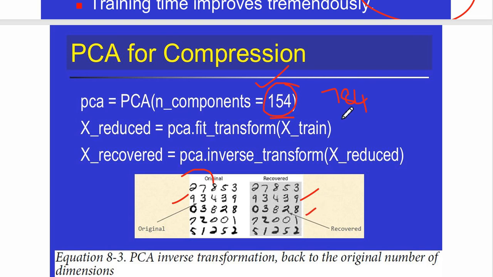That means the data we get with 784 features, we also get with 154 features with the help of PCA. Like this we have to compress, reducing the dimensionality of the data set.